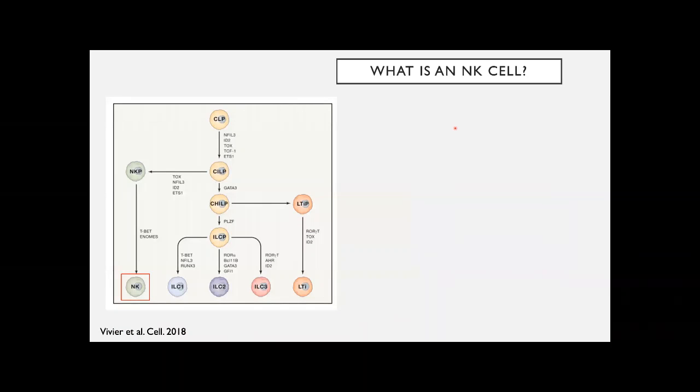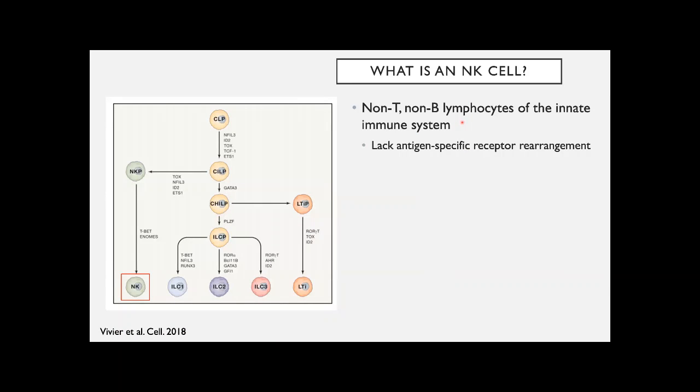So what is an NK cell? NK cells are non-T, non-B lymphocytes of the innate immune system. By definition, they lack antigen-specific receptor rearrangement. They're derived from the common lymphoid progenitor, and they're most closely related to the other innate lymphoid cell subsets, specifically ILC1, ILC2s, and ILC3s.